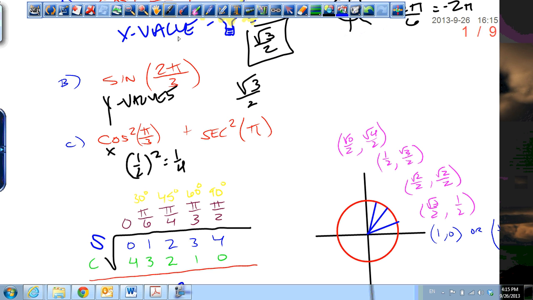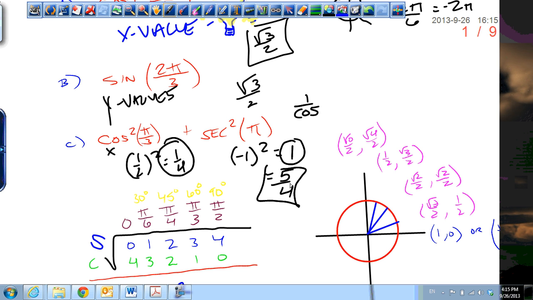Sorry about that. Anyway, so then that's 1/4, and then we have secant squared of pi. So we look at pi, and I want to find the cosine value because secant is just 1 over cosine. So the cosine value at pi is -1. So I square -1, that gives me 1. So I'm going to add those two values up. So 1 1/4 or 5/4.